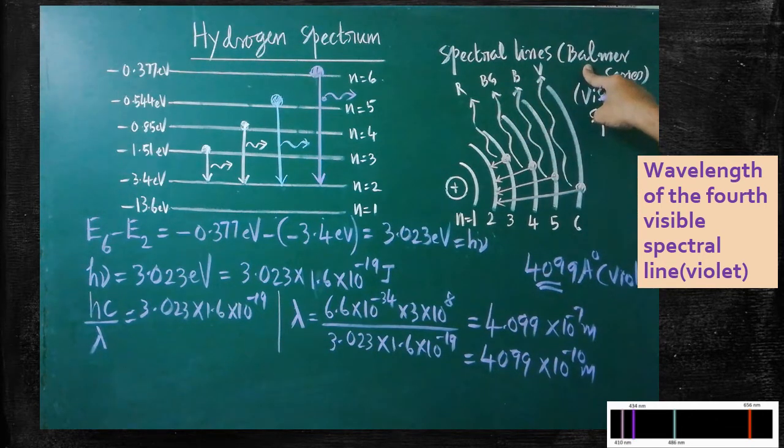In the case of hydrogen, some invisible radiations are also emitted and visible radiations are also emitted. Now, the visible region of the spectral line is combinedly called the Balmer series. Are you clear?